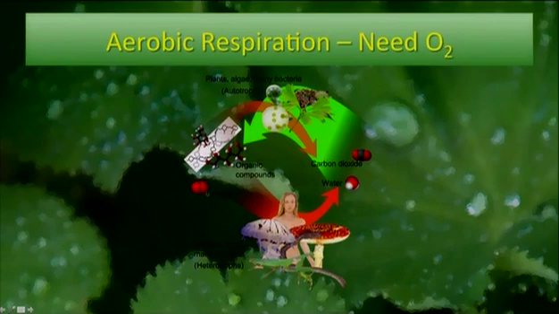So what animals will do, like us, is that we take oxygen and we use it to break down food in cellular respiration. Plants do this too, by the way. Plants also do cellular respiration. Here's a praying mantis.